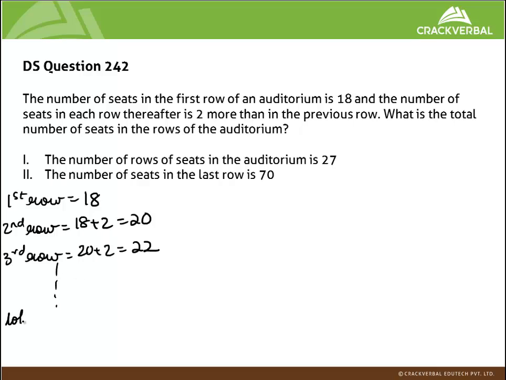So if we need to find out the total number of seats in the auditorium, it is sufficient that we find out the total number of rows of seats in the auditorium.